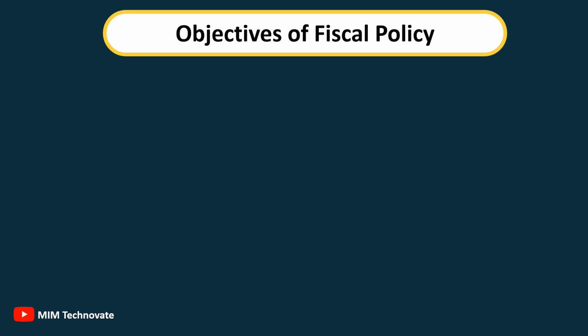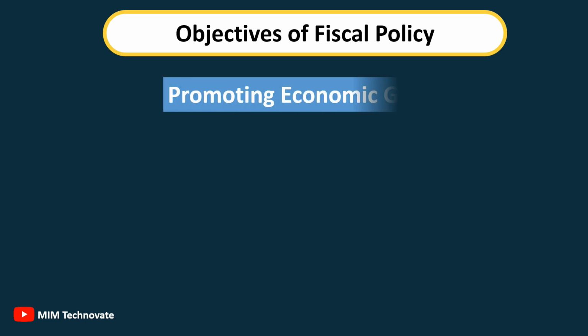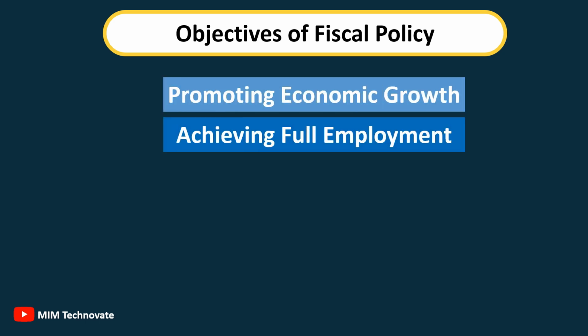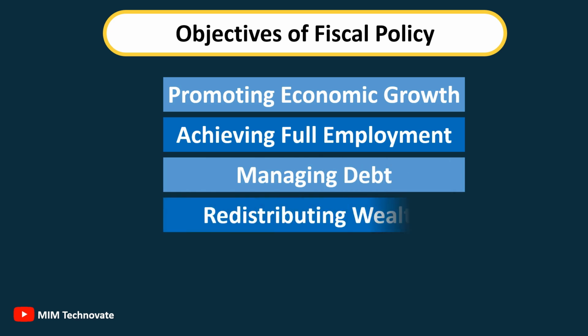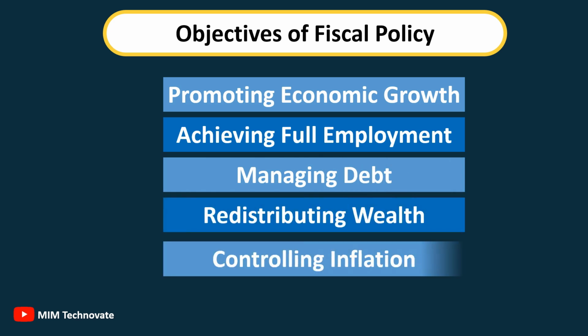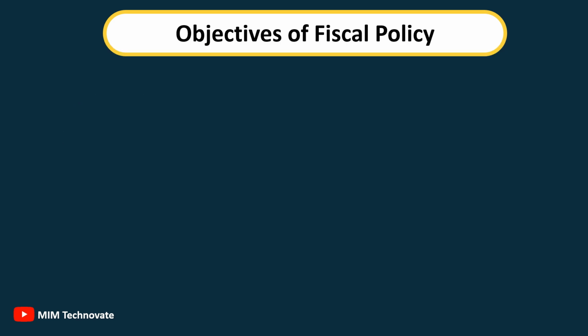What are the objectives of fiscal policy? Governments consider various objectives when formulating fiscal policies, often prioritizing some goals over others. 5 primary objectives of fiscal policy are: promoting economic growth, achieving full employment, managing debt, redistributing wealth, controlling inflation. Let's look at each objective in detail.